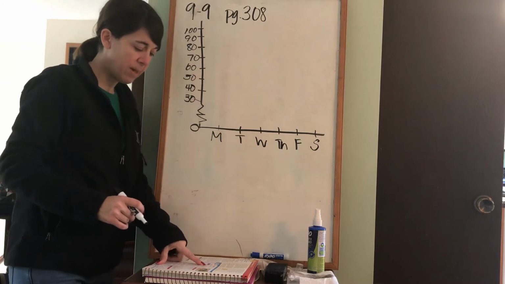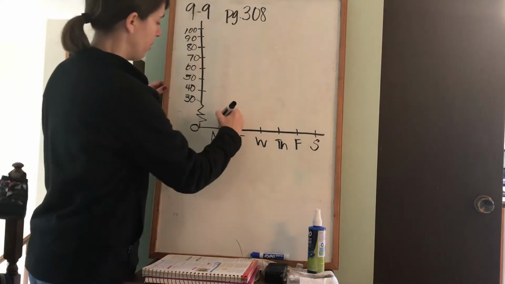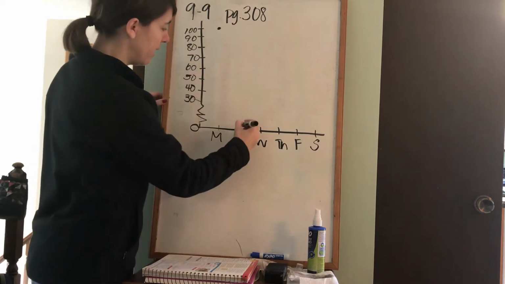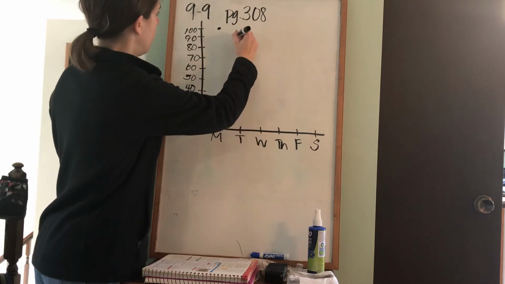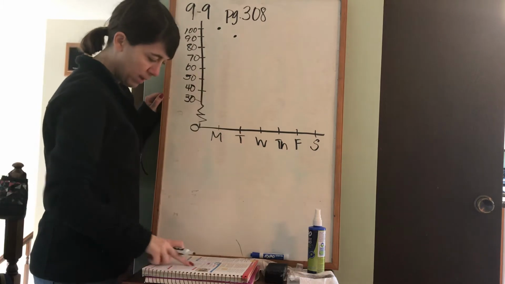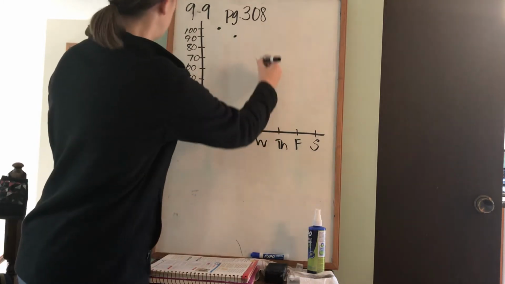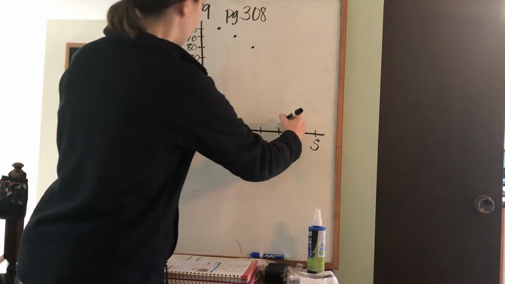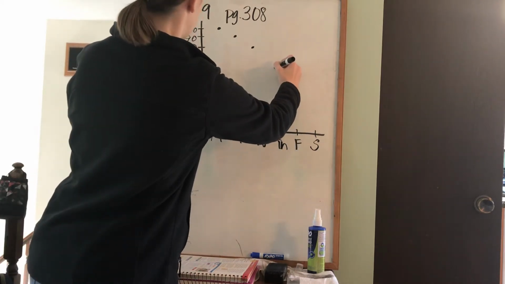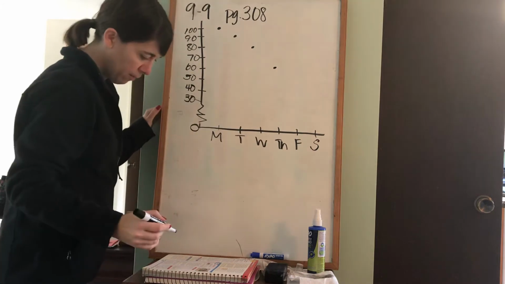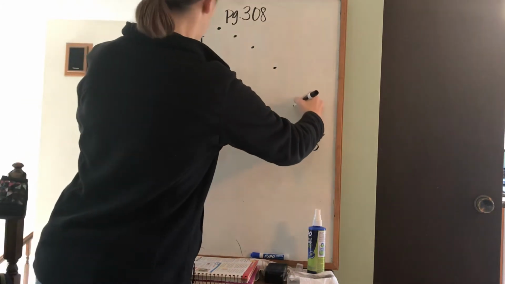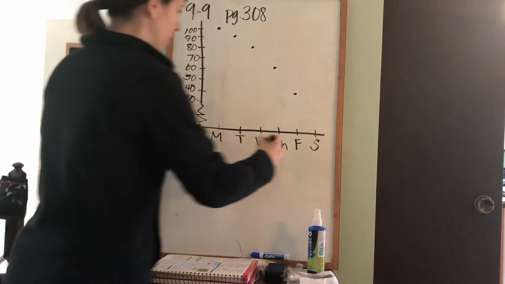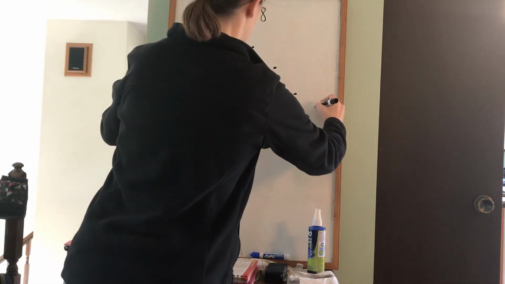So it tells us that Monday 100 pizzas were sold. So I'm going to go above Monday and put my dot there at 100. Tuesday is 90, so I'll go above Tuesday, put my dot at 90. Wednesday was 80. There's Wednesday and 80. Thursday was 60, so I'm going above Thursday and going across from 60. Friday was 40, so I'm above Friday and at about 40. And Saturday was 30, so Saturday and 30.